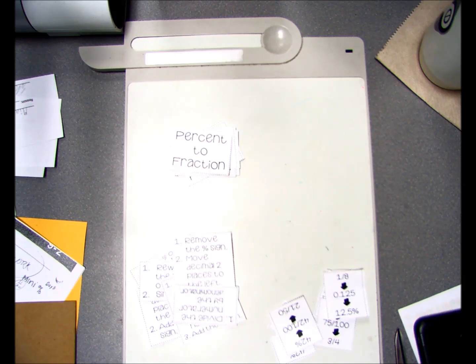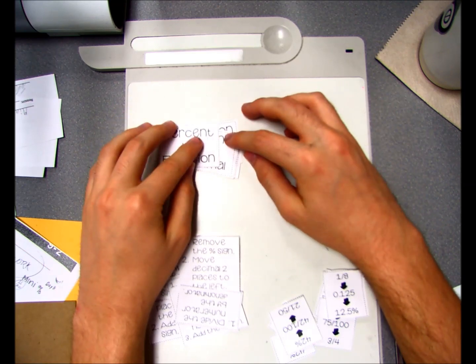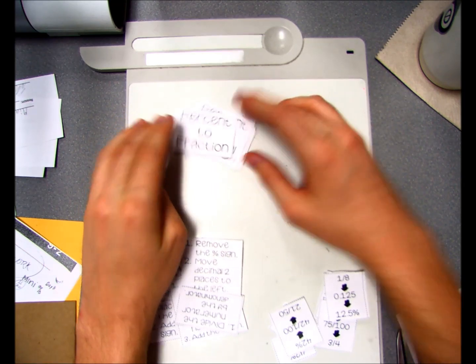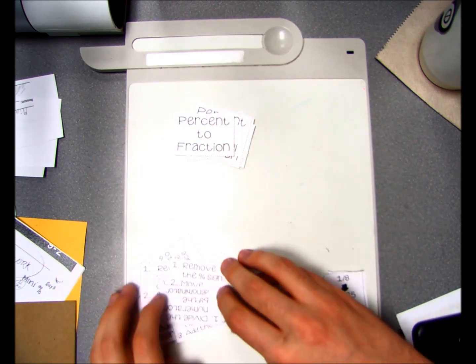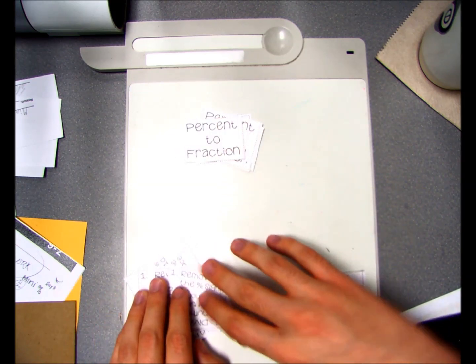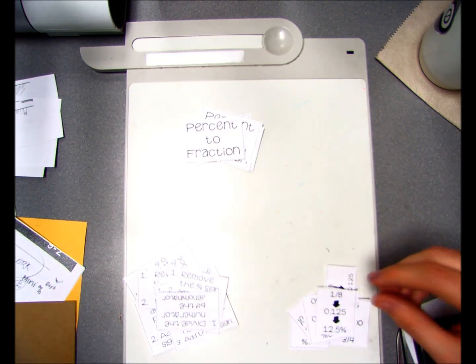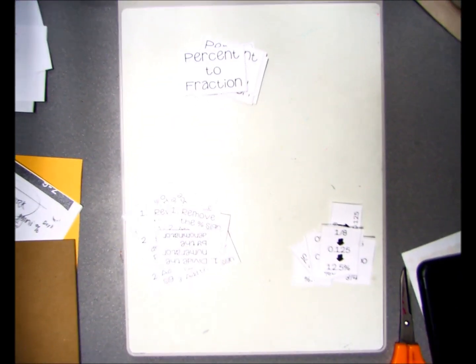Okay, so now I have all my pieces cut out and I've got them sorted kind of into piles here. So I have my titles, I guess. These are my processes, so percent to fraction. So there's a process to do that. It's one of these. And then my examples. The examples have little arrows on them. Zoom this in just a little bit.